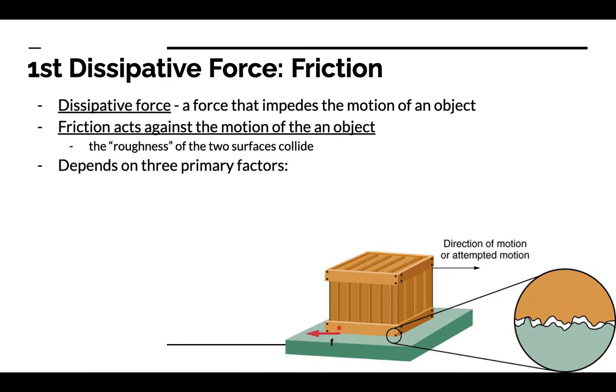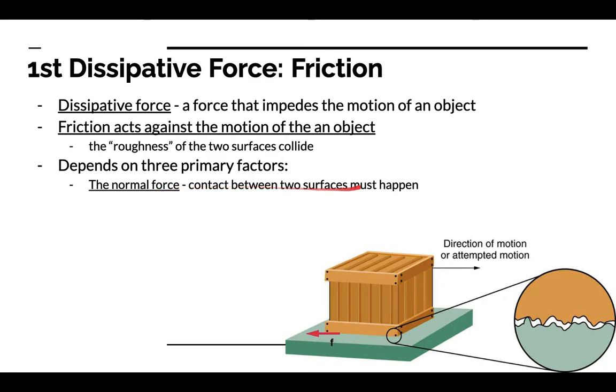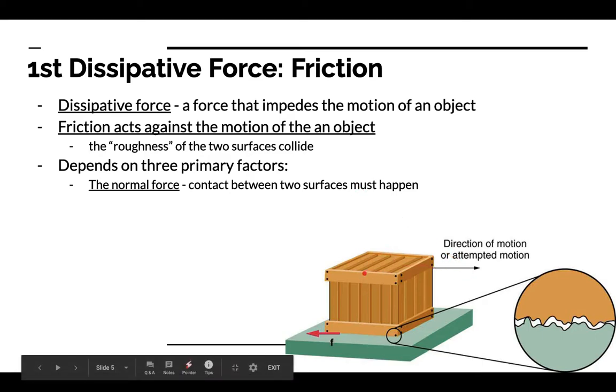So there are 3 primary factors that affect the force of friction acting on an object. The first is the normal force. If you recall, the normal force is a measure of the contact between 2 surfaces. So if there's no contact between 2 surfaces, there's not going to be any friction. For example, if we were to press down more on this box, we would make the ridges from the box dig deeper into the ridges of the floor, which is going to increase the contact between the 2 surfaces and result in stronger collisions. And so the friction is going to increase as we increase the normal force.